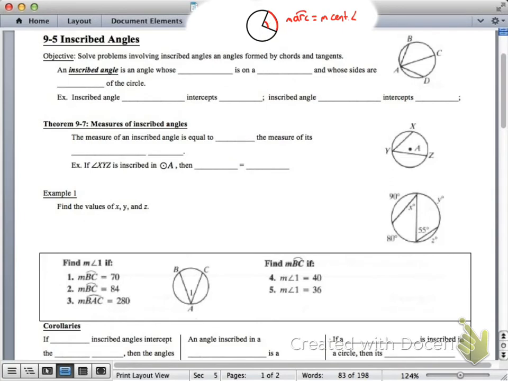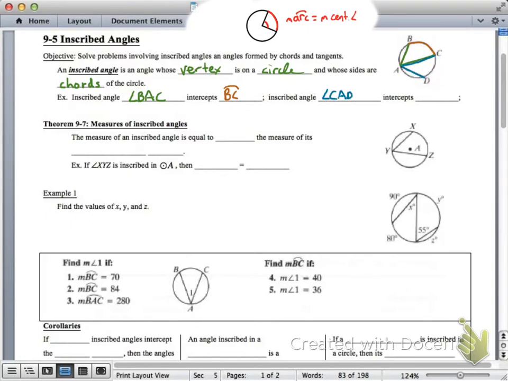So what is an inscribed angle? It's an angle whose vertex is on the circle and whose sides are chords of the circle. So up here, A is a point on the circle, B and C and D, all of these points are on the circle. An example of an inscribed angle would be angle BAC. The vertex is on the circle and it intercepts arc BC. Angle BAC intercepts arc BC. That's language that we have to be able to use here.